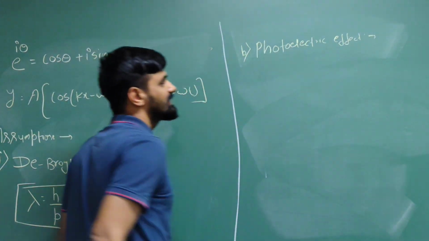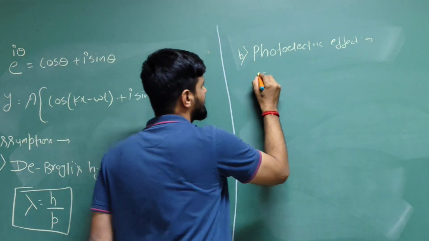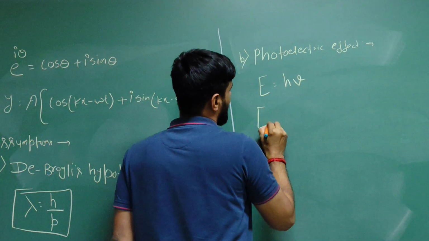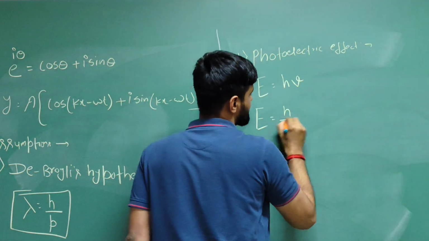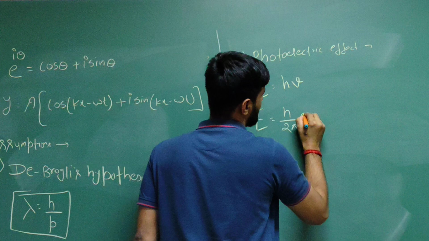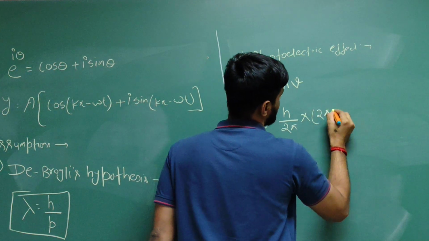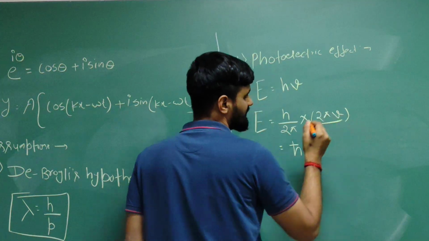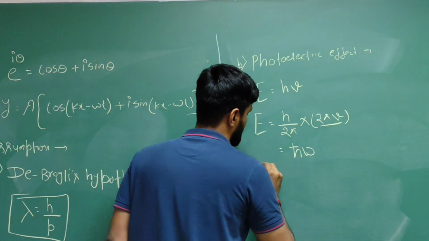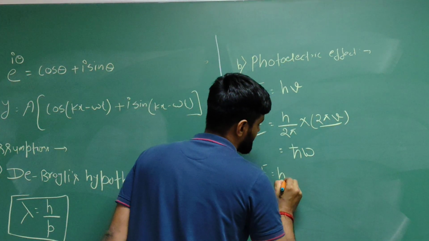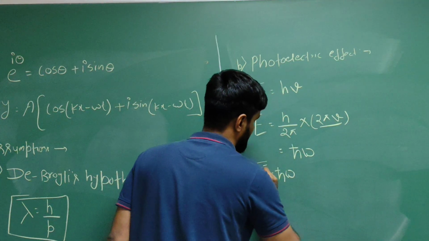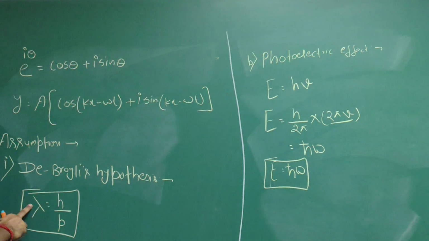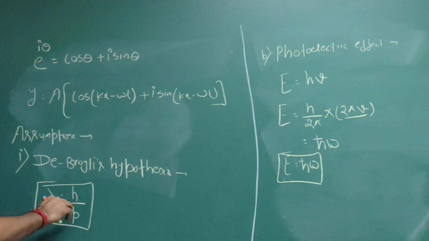So from the photoelectric effect, we can see that energy can be written as E equals h nu. I will divide this by 2 pi and then multiply with 2 pi in this equation. So h divided by 2 pi can be written as h cut, and 2 pi nu can be written as omega. So from here we can calculate that energy is h cut into omega. Is that clear?